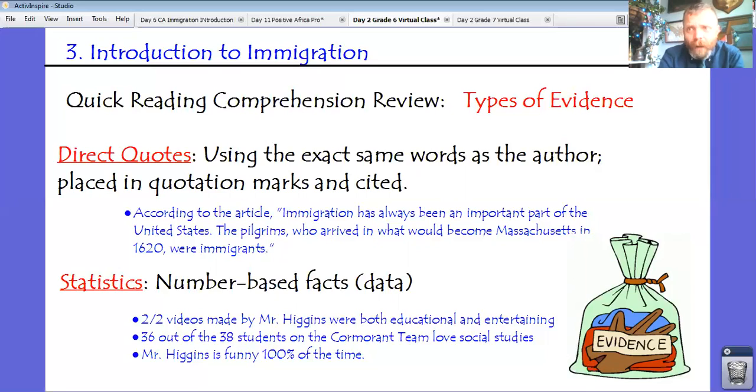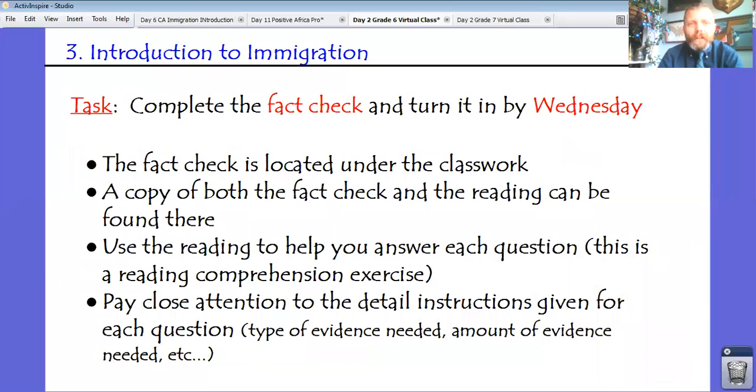Okay, before I let you go for today, because I feel like this video is probably like 8 hours long. Last slide, come on. There it is. Your task is to complete the fact check. The fact check is not due until Wednesday. I'm giving you a little bit of extra time because in all honesty, I don't know how long it's going to take you. So I don't want anyone to feel overwhelmed.